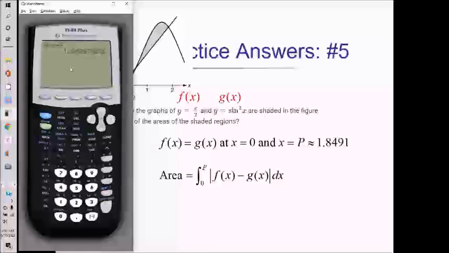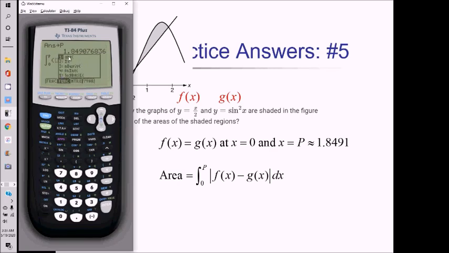So let me do the rest of this on the calculator. So I now need the integral, so math 9, from 0 to p, so alpha p. And in here I need absolute value, so let me do alpha window. That gives me my submenu from which I can get the abs function. And inside here I stored f as y1 and g as y2. So I'm going to do alpha trace y1 minus alpha trace y2. And I always put an x next to the d there. Press enter.